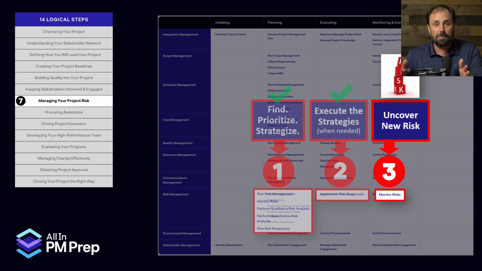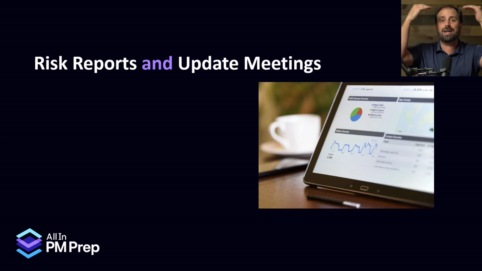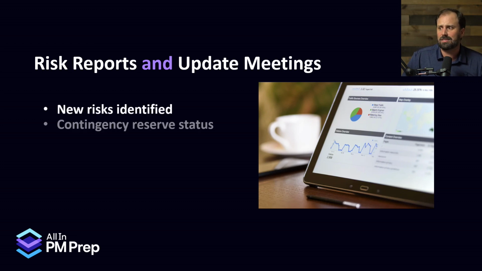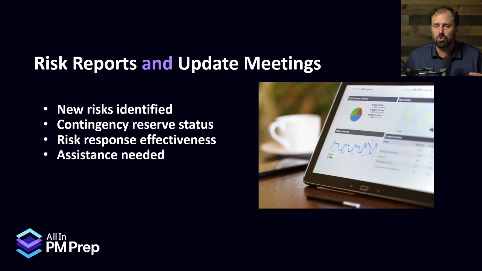That's the way it goes. Okay? And as we get deeper and deeper into the project, we're going to uncover new risks and opportunities. We got to go back, update them in the risk register, and keep on rolling. Now, to finish this out, the constant drumbeat is we got to have risk meetings, monthly, if you will, and risk reports that summarize the relevant risk information. What new risks have we identified? What's the status of our contingency reserve? How much money have we spent? How much we got left? How effective have our risk response been in serving the need? And what assistance do we need? That'll keep everybody aware, everybody updated, and everybody moving in the right direction.